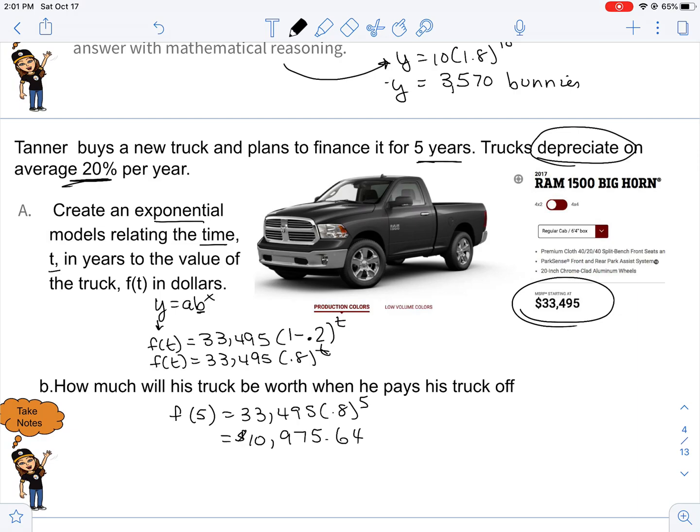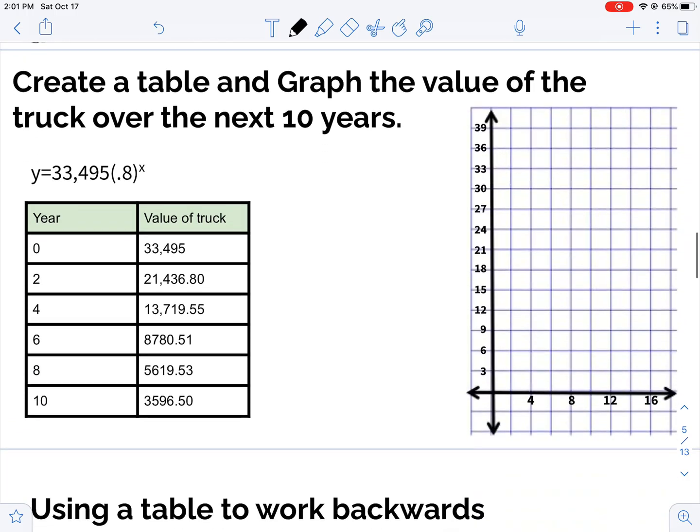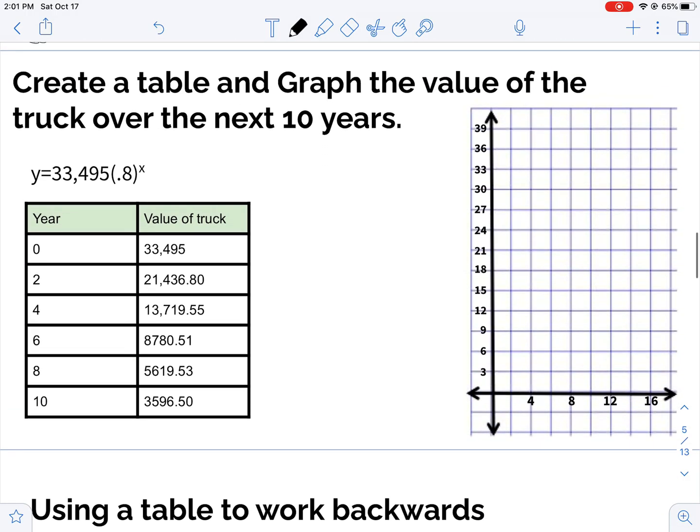Okay, so we had a couple exponential growths, and that was an exponential decay. Okay, so let's create a table and graph the values of that truck over the next 10 years. Okay, so we're going to see what this looks like. You should have in your head that it's going to be somewhat of an exponential decay model. So when you make your table of values, you could do this in Desmos. What I did was, over 10 years, it doesn't necessarily mean you have to graph 10 points, but we just want to do something over 10 years.